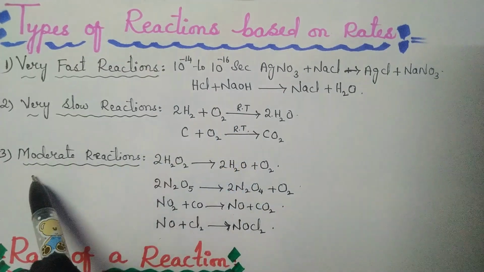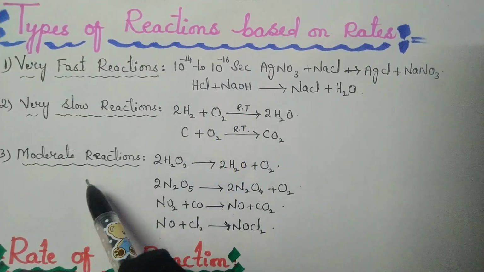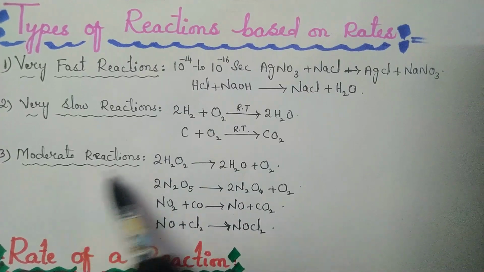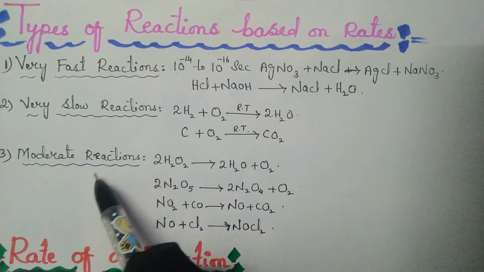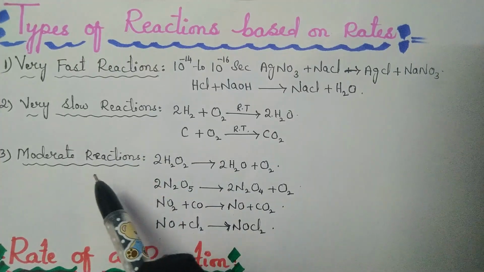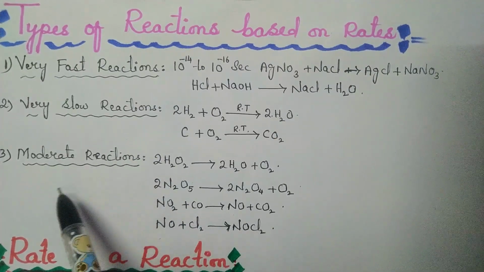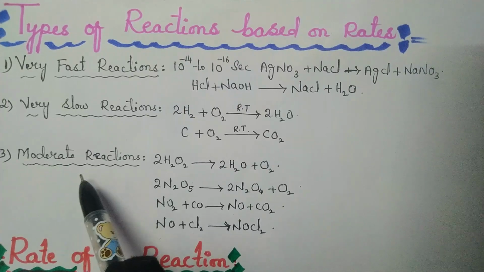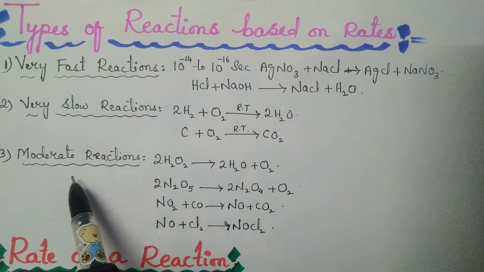Now the third one is moderate reactions. The reactions which we will study in chemical kinetics are moderate reactions only. The speed of these reactions is medium, neither so fast nor so slow. That is the reason we can study the kinetics of these types of reactions. Mostly these reactions are molecular in nature.